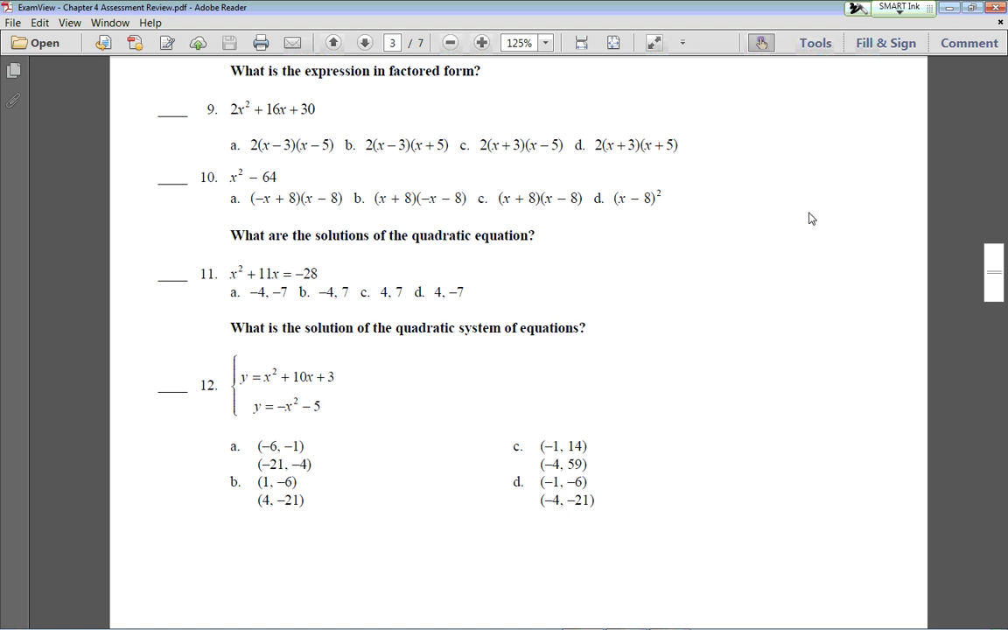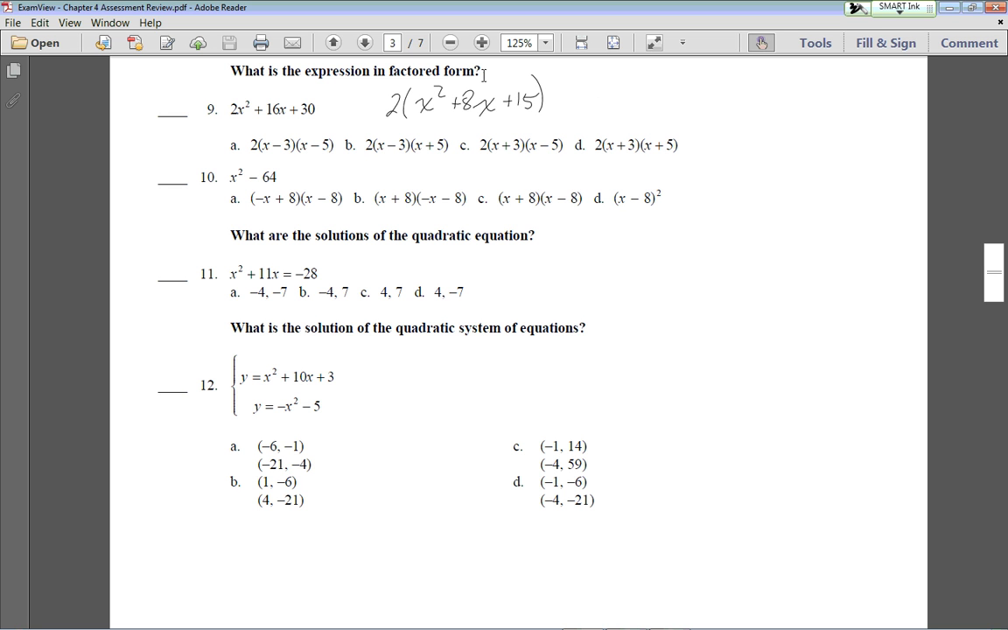Number 9, what is the expression in factored form? All right, the first thing I would do here is each of these terms is divisible by 2. So let's factor out the 2. If we factor out the 2 from 2x squared, we're left with x squared. Here we're left with plus 8x. And then here we're left with plus 15. It's the very first thing I would do.